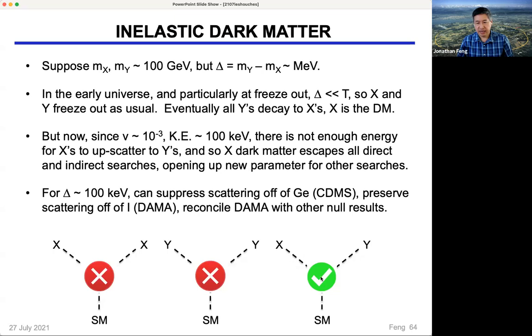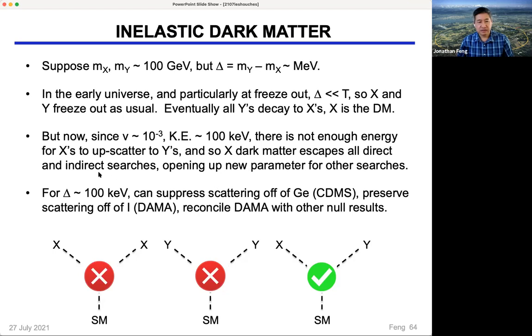But how about this? X scatters and makes a Y. It's just a little bit inelastic because the Y is slightly heavier, but we could do that. Well, no, you can't, because although this is allowed by the couplings, it is not allowed by energy, because you would need an extra MeV to make the rest mass of the Y, and all you have is 100 keV of kinetic energy. So we would call that upscattering, scattering of X into a heavier state Y. And the point is that given these parameters, there's just no energy to upscatter. So basically, you've just killed off all of direct detection without changing a single thing about the WIMP miracle.